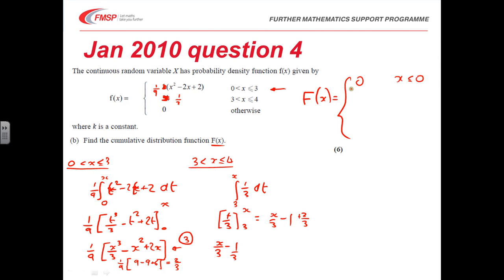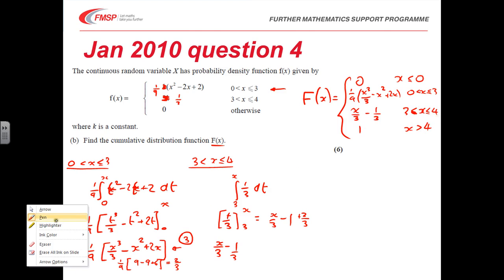It's going to equal 1/9 of x cubed on 3 minus x squared plus 2x if I'm between 0 and 3. It's going to equal x on 3 minus 1/3 if I'm between 3 and 4, and it's going to be 1 if x is greater than 4. Okay, so I'm just going to change pen colour and show you a slightly different way of doing this.